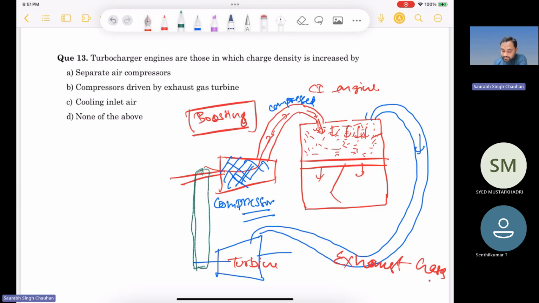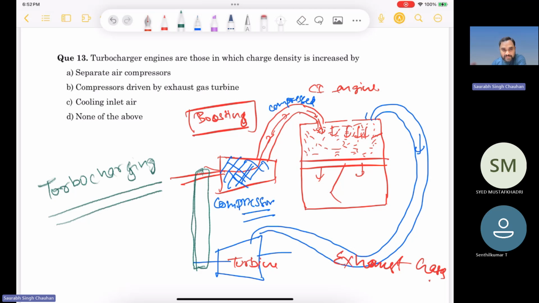So this whole procedure is called turbocharging. So what are you doing in turbocharging? You are utilizing the enthalpy of exhaust gases to run a turbine, and that turbine runs a compressor, and that compressor compresses the air, and that compressed air is sent into the engine cylinder. Since the air is compressed, it has higher density, and since you have more air, you can burn more fuel and you can get more power.